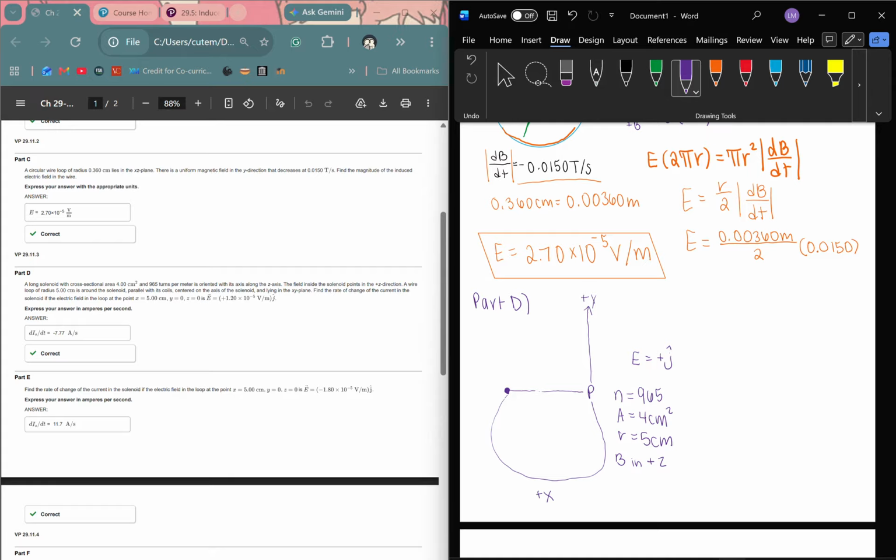So let me explain. The solenoid magnetic field points in the positive z direction, which is out of the page, and the electric field at point P points in the positive y direction. So that's the best way I could explain it in my diagram. So I'm going to be using Faraday's law. Let me write it right here, using this color green.